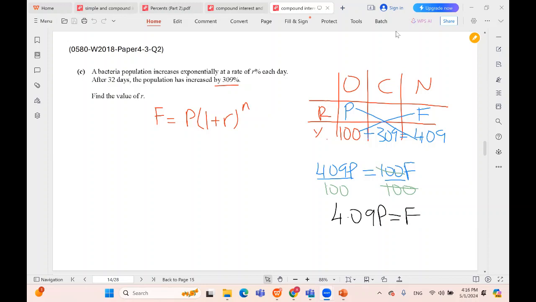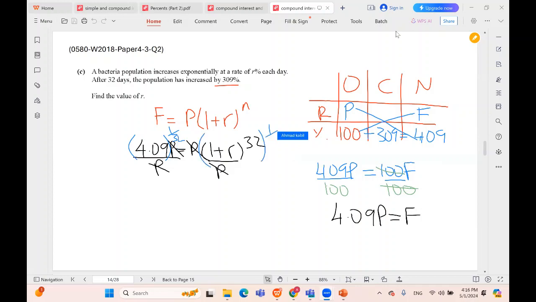You can plug it into the old equation. So 4.09P equals P times (1 plus R) to the power of 32. Now we can divide by P on both sides. These will cancel out and these will cancel out. And then we can raise to the power of 1 over 32, because then this will cancel out as well. And we are left with 4.09 to the power of 1 divided by 32, which is 1.045.